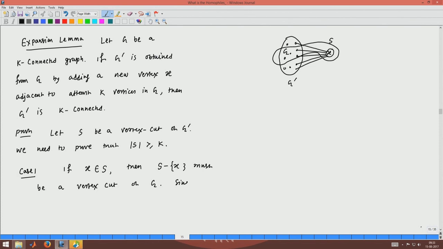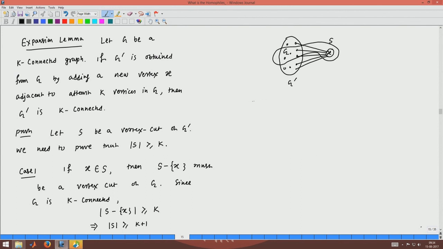Now, since G is K connected, and S minus X is a vertex cut for G, the cardinality of S minus X is greater than or equal to K, because S minus X is a vertex cut for the graph G. So, this implies that the cardinality of S is greater than or equal to K plus 1. So, we proved that when the new vertex X is in S, then in that case the cardinality of S is greater than or equal to K plus 1.